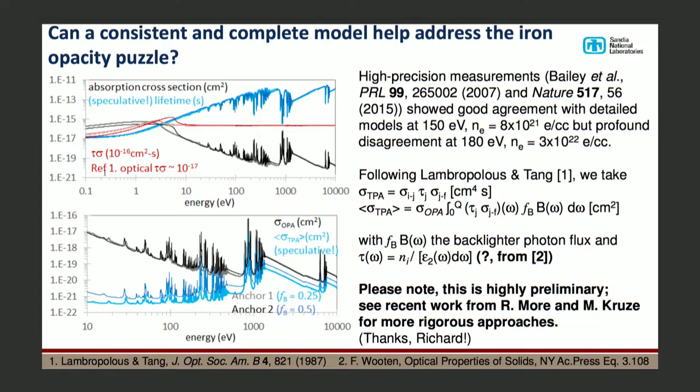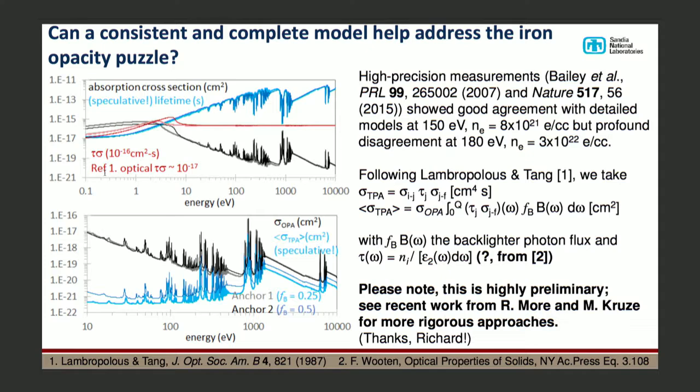So here's a speculation. I told you you can get absorption cross-sections and maybe lifetimes from an average atom model. Well, one way to resolve the opacity problem that's being investigated by Richard Moore is two-photon absorption. And Richard Moore is doing a really good job calculating this. This is an example of a bad job calculating it, but it's fast, and so I like it.